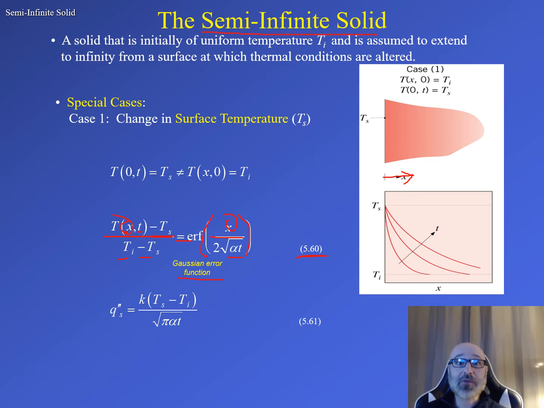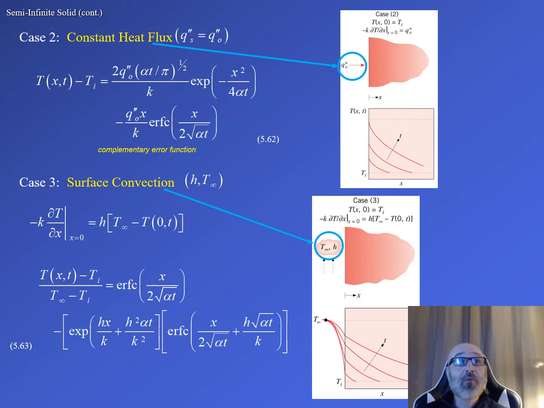Now we also have this relationship. We can look at our heat flux at the surface from equation 5.61. So our heat flux, q sub s, is equal to our thermal conductivity times the temperature difference of our surface temperature minus our initial temperature, all over the square root of pi alpha t. So let's take a look at a couple more special cases for our semi-infinite solid.